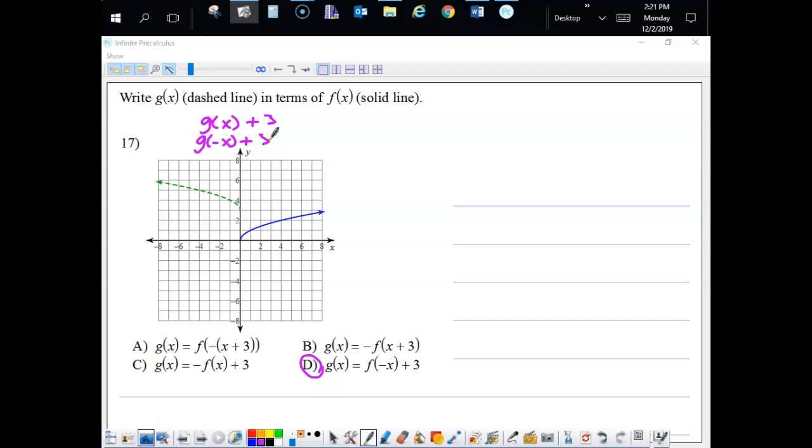I see why I wrote the wrong letters, because I'm calling this G, but this is actually supposed to be F, so I'm using the wrong letters. It says G is the dashed line, F is supposed to be the solid line, so I'll try to correct that in the future. You don't flip it up, you slide it up 3. It goes from here to here. So D is the correct answer there.